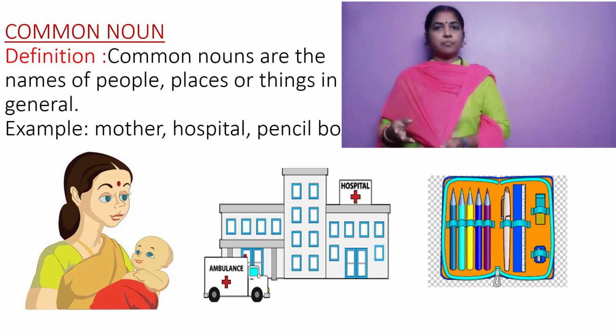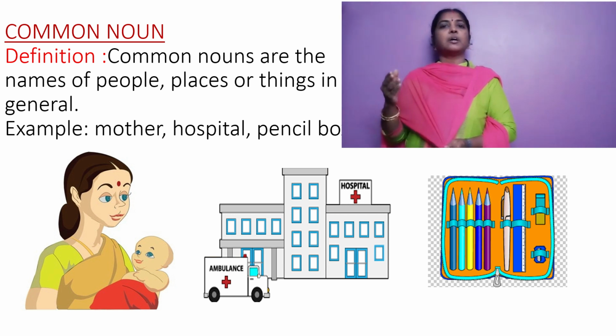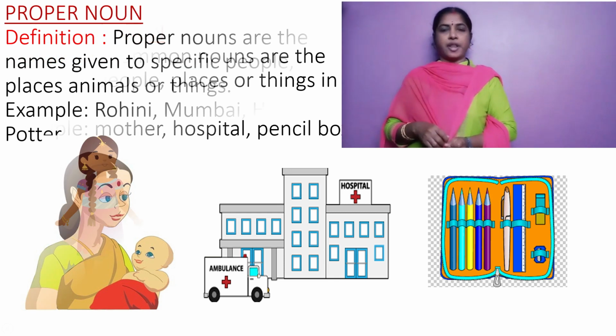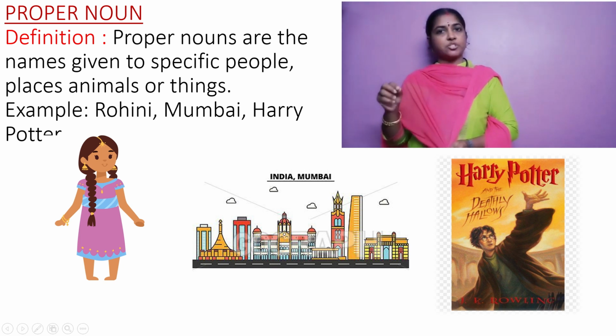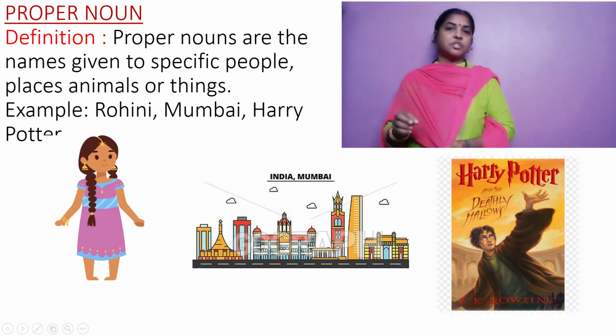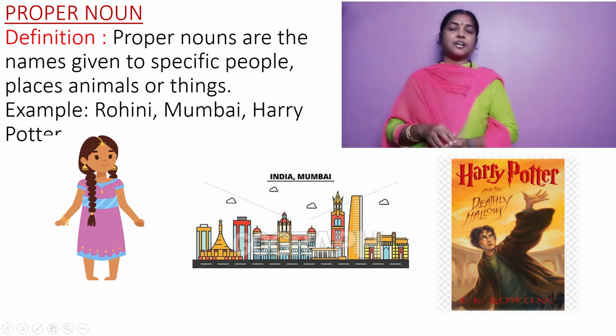And when we talk about a common noun, again, let me tell you, what is a common noun? A noun which is commonly used or generally talked about is a common noun. Now let's come to the proper noun. Proper noun refers to the name of a person, place or thing which we talk about specifically or particularly. When we talk about a particular person, place or thing, it is called a proper noun.